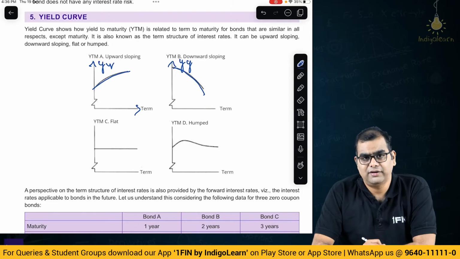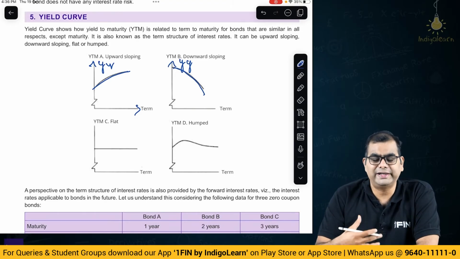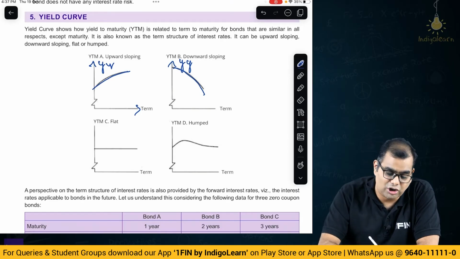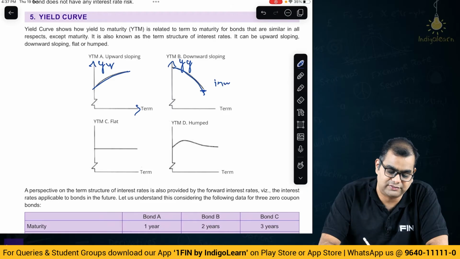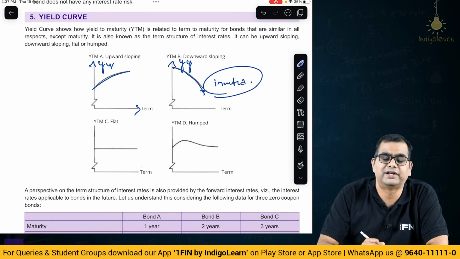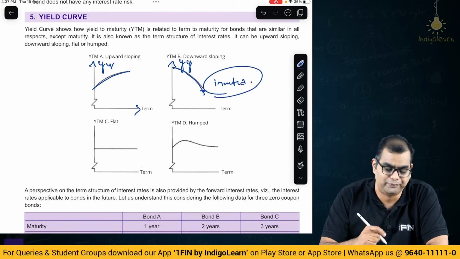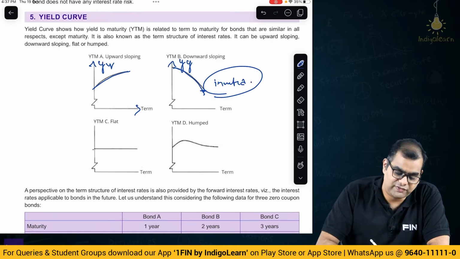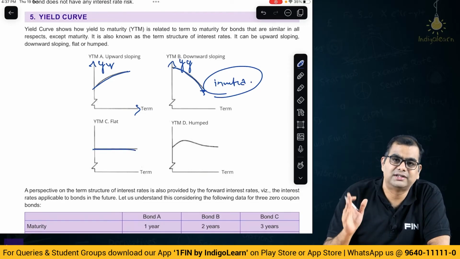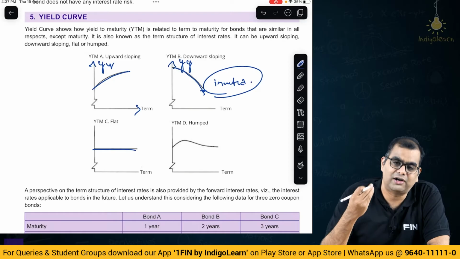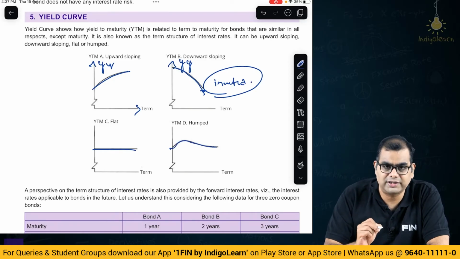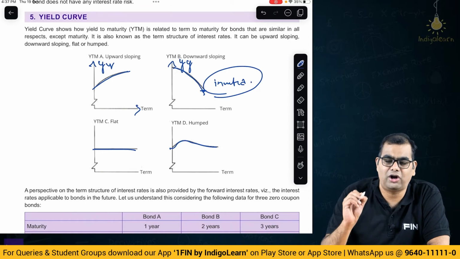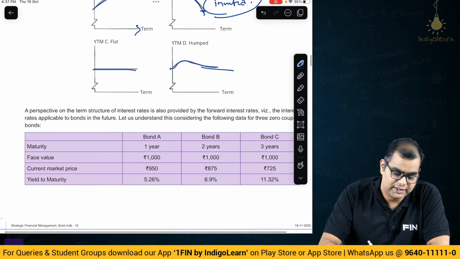That is, when there is a very immediate, very severe shortage of liquidity, the short-term rates may be high and long-term rates may be low. So, it is called an inverted yield curve. Short-term rates are high, long-term rates are low. Then you have something called a flat yield curve. It doesn't matter what the tenure of the bond is, the rate is always the same. Then you have something called humped: short-term low rates, medium-term slightly high, long-term again low rates, right.